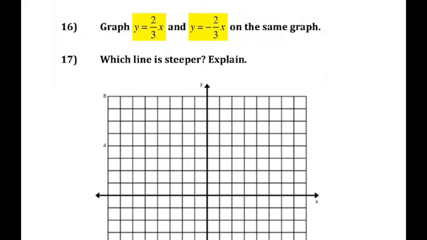Okay, number 16, graph these two lines. Y is equal to 2/3 x and y is equal to negative 2/3 x. So the difference is the slope. Graph them, and then which line is steeper? Explain. Come back when you're ready.